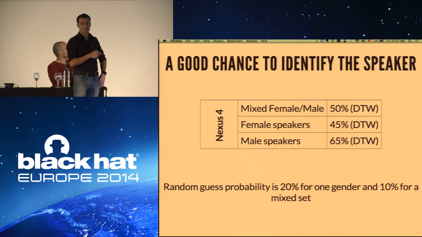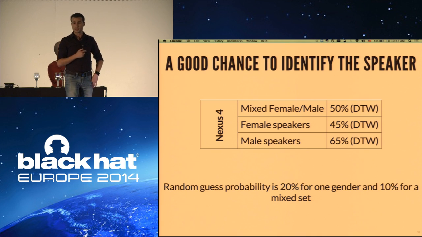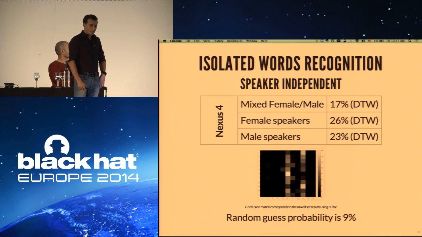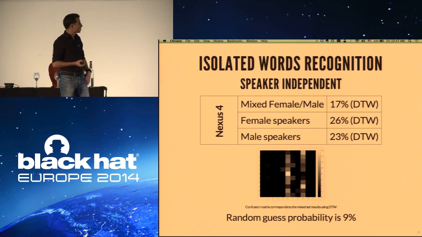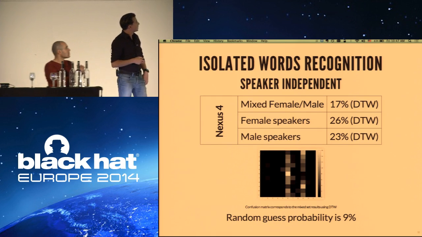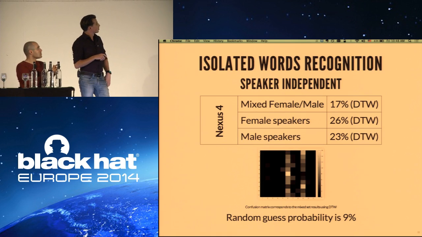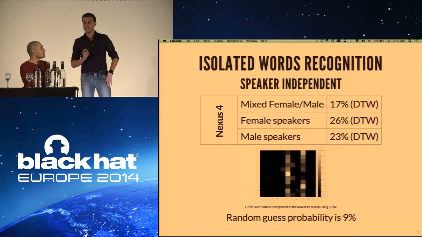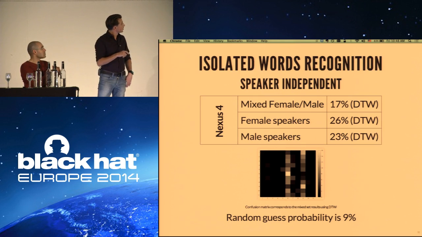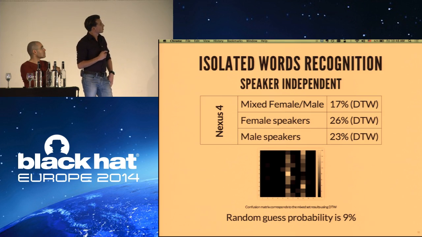So we have a good chance of identifying the speaker, a significant advantage over guessing. For the isolated word recognition, the most interesting task, we obtain those results. There are 11 different pronunciations. We have a random guess probability of 9%. And the best result we have obtained was for female speakers. That was 26% successful identification using dynamic time warping. And by the way, this is speaker independent.